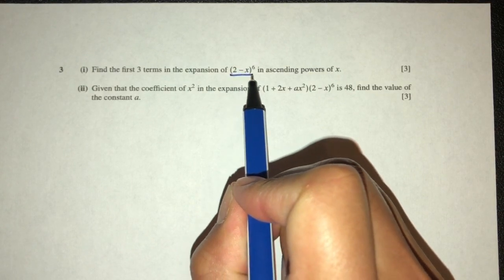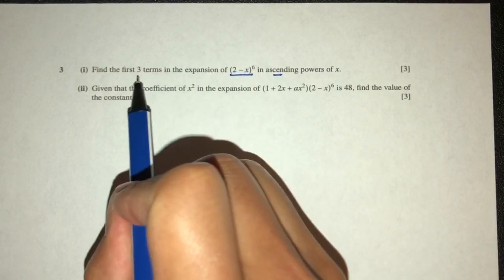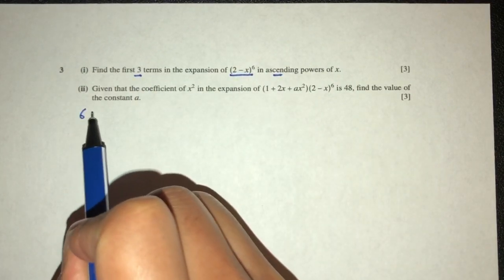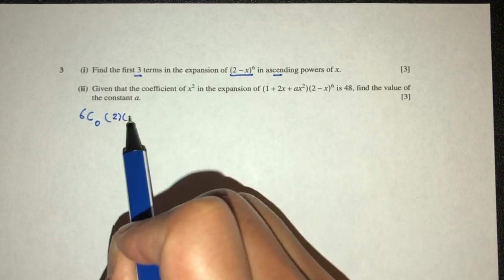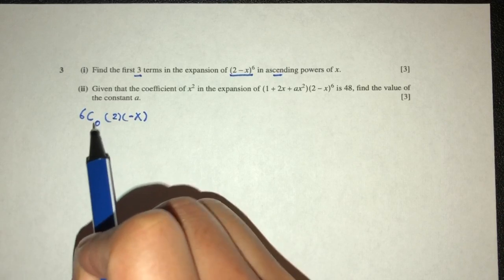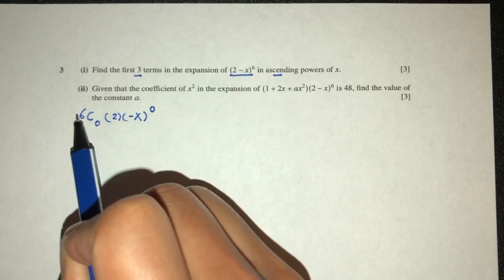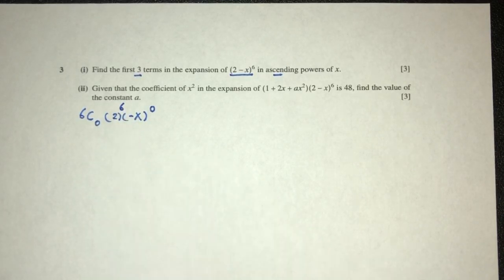Okay, so let's move on to the next question. Find the first 3 terms of this expansion in ascending powers of x. So first 3 terms, pretty easy. 6 choose 0. Here we have 2, here we have minus x. Because here we have 0, this will have to be 0 as well. 6 minus 0 is 6. That will be my first term.